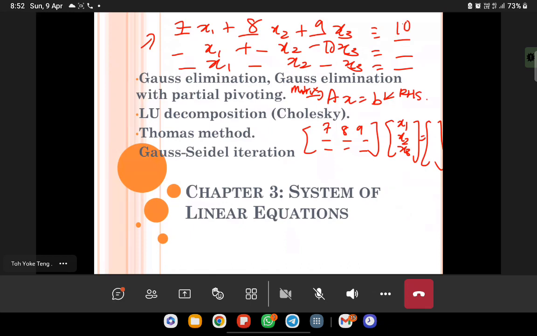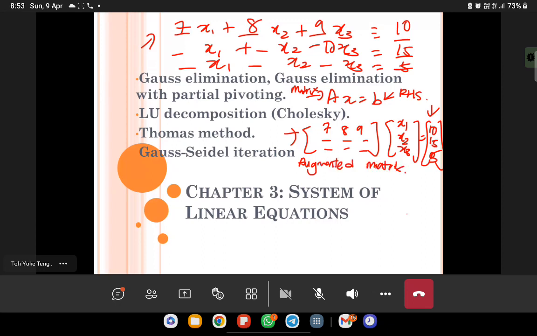Okay, I just show some example here. Maybe 10, 15, 5 here. This one is the right hand side, just as a recall for you. We call this one the matrix A, and this one is the right hand side, the value of B. And for me, I prefer to write it as the augmented matrix.